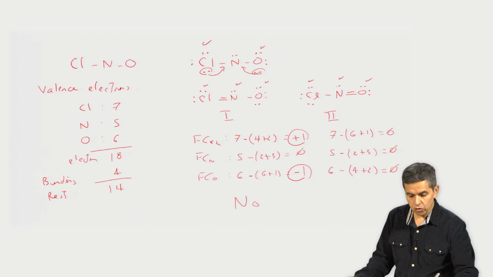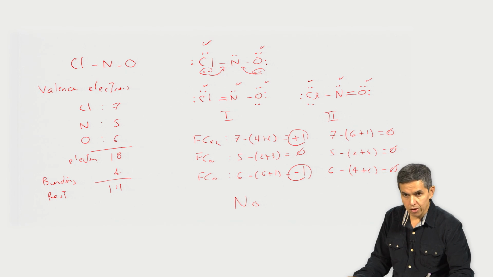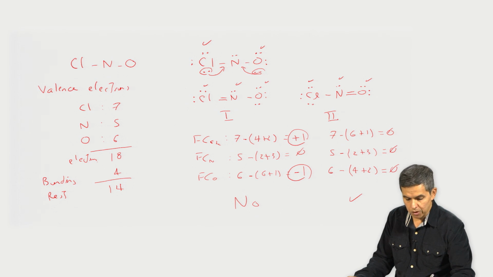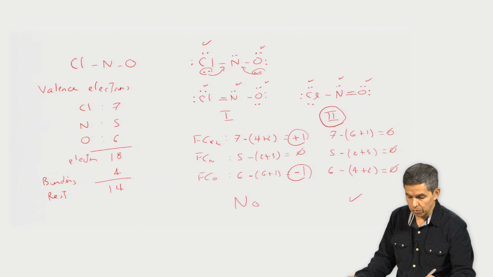On the other hand, for structure number 2, the formal charge is minimal, it's 0 for all of the 3 atoms that we have here. So this is a favorable structure. Therefore, the Lewis structure that has the lowest formal charge will be structure number 2. And we can determine that in this particular case, the formal charge is 0 for each of the atoms in this particular system.